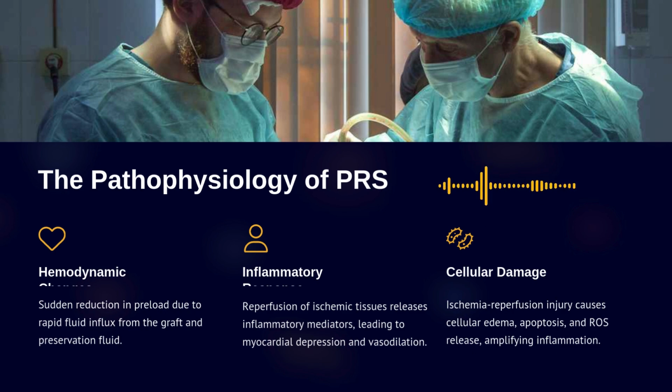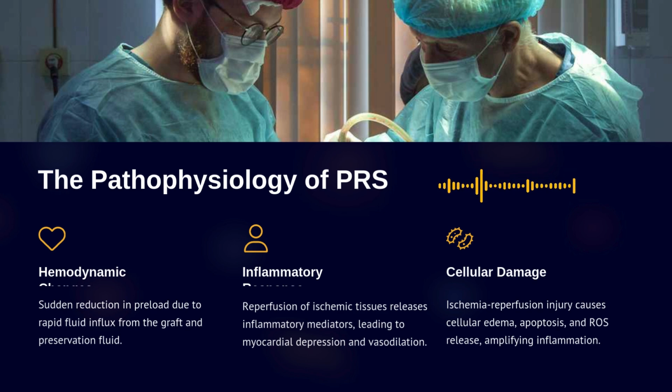So we have a combination of reduced preload, myocardial depression, and systemic vasodilation, all contributing to the hypotension seen in PRS. Exactly. And there's more. The reperfusion of the ischemic graft itself also induces cellular edema and apoptosis, due to alterations in the function of the sodium-potassium pump. That must further compromise the function of the newly transplanted liver.